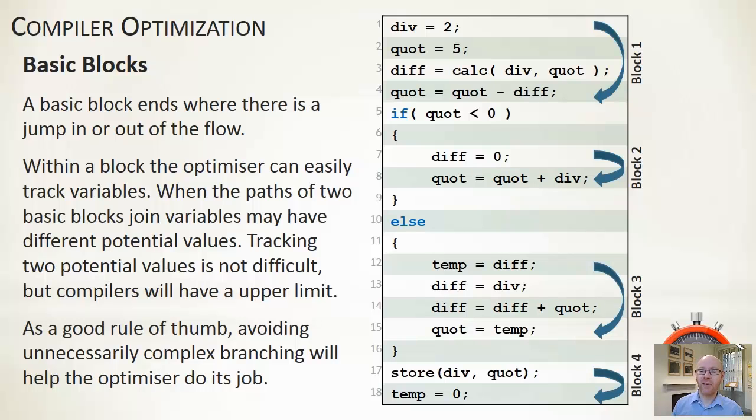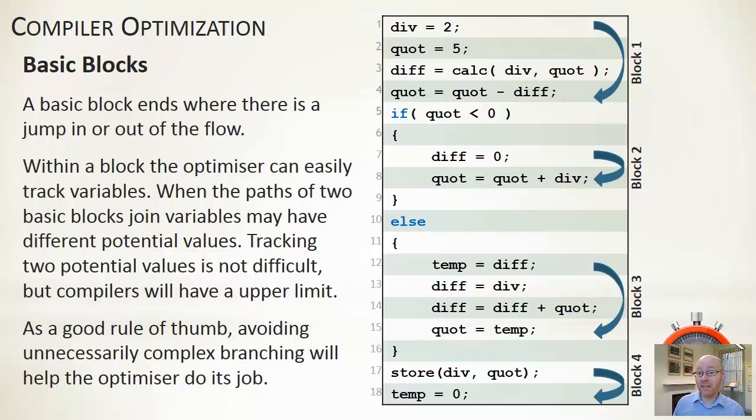Line 5, this is where the block has to end, because here there is a potential change in the flow of control. It's an if statement. And depending upon the evaluated condition, we will do one thing or we will do another thing.